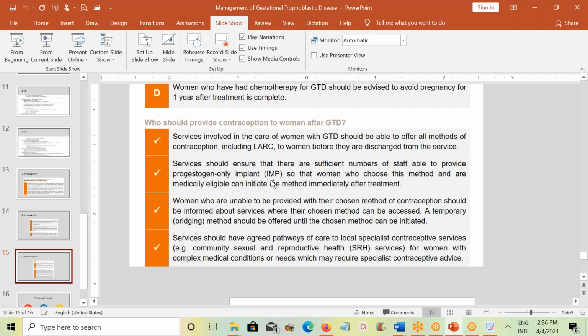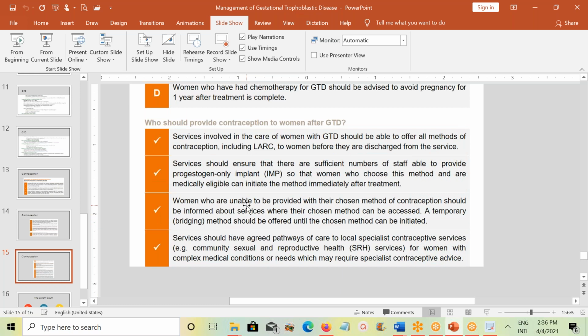Then we have to tell them that progesterone only implants they can choose, if they are medically eligible, and these methods can be initiated immediately after the treatment of the molar pregnancy. Women who are unable to be provided with their chosen method of contraception should be referred to other centers, and a temporary bridging method can be offered, like the barrier method. Services should have agreed pathways for the care of these women. So we need to provide them with good guidance, and they can use the barrier method.